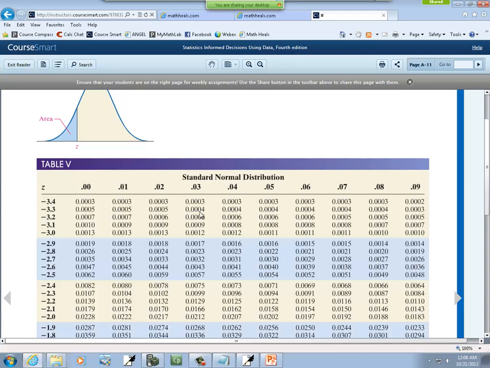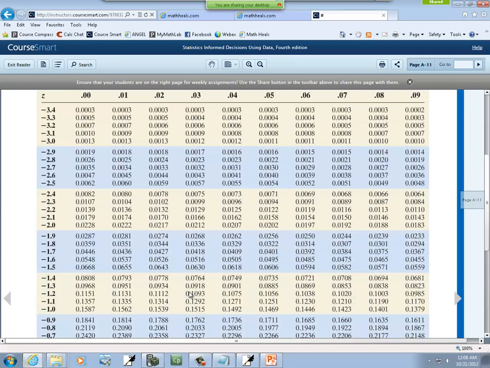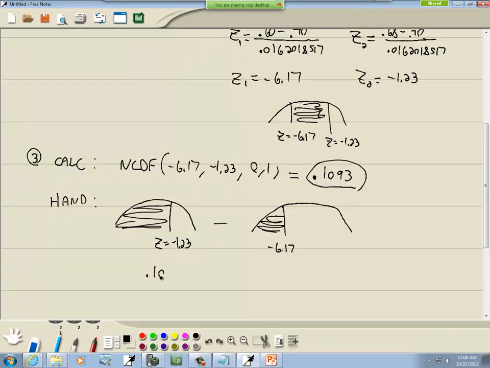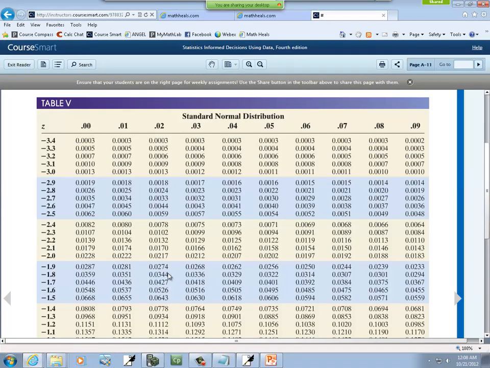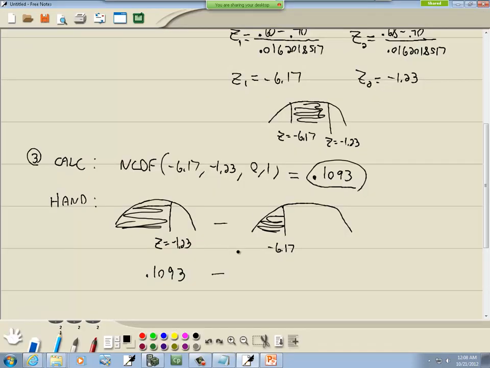Negative 1.23, the 3 is the hundredths place, so it's right here, and that would be 0.1093. Minus, and there's no negative 6 in this, so my smallest value is clear over here, negative 3.49, which would be 0.0002. If I subtract those, I think I get 0.1091.